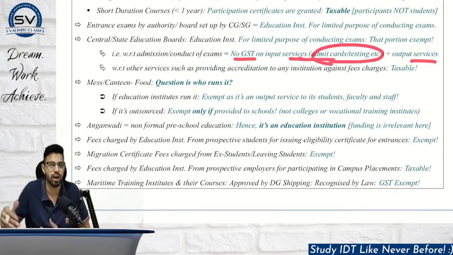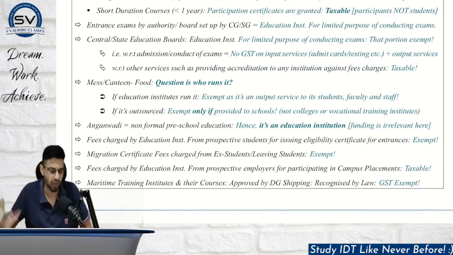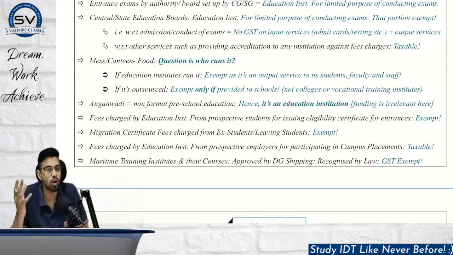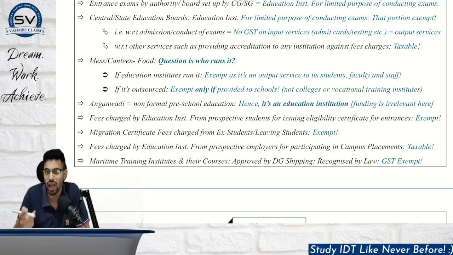Input means, let's say I am providing the testing service, I am providing some service of admit cards. Next, what about other services such as providing accreditation to any institution against fees? Let's say a school wants the tag of CBSE affiliation. For that it is paying, let's say, 5,000 rupees. In that case, that is chargeable to GST. Why? Because giving this kind of accreditation is not a conduct of examination service, so here it will be taxable.